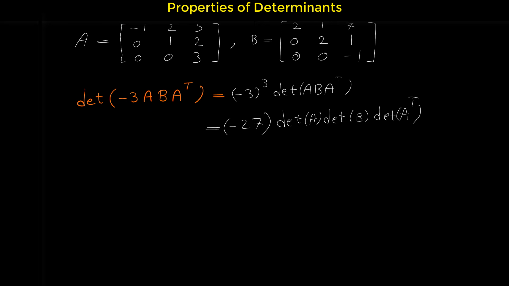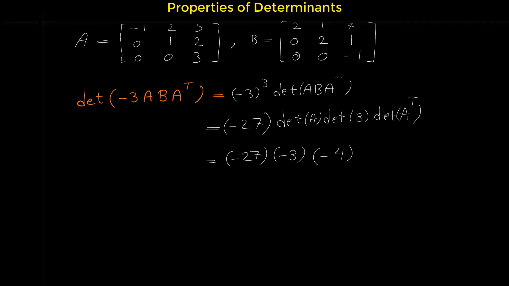So determinant of the matrix A is negative 1 times 1 times 3. Negative 1 times 1 is negative 1, times 3 is negative 3. So determinant of the matrix A is negative 3. Determinant of the matrix B similarly is 2 times negative 1, which is negative 4. Again, why can we find the determinant of the matrix B in this way? Because this matrix is upper triangular.